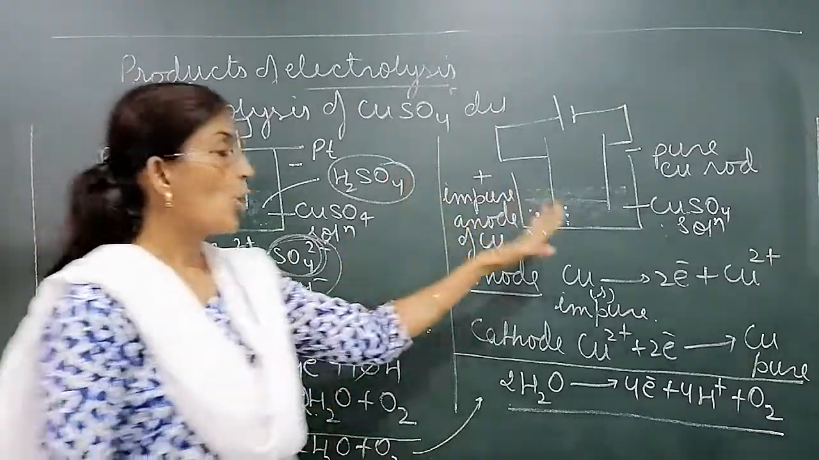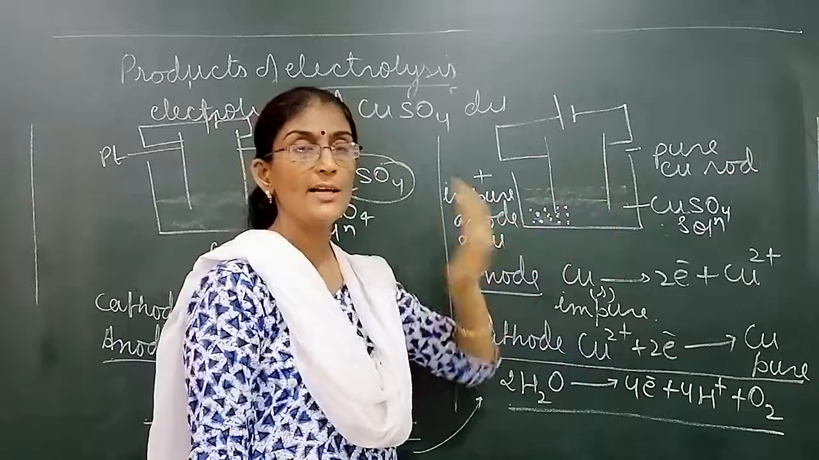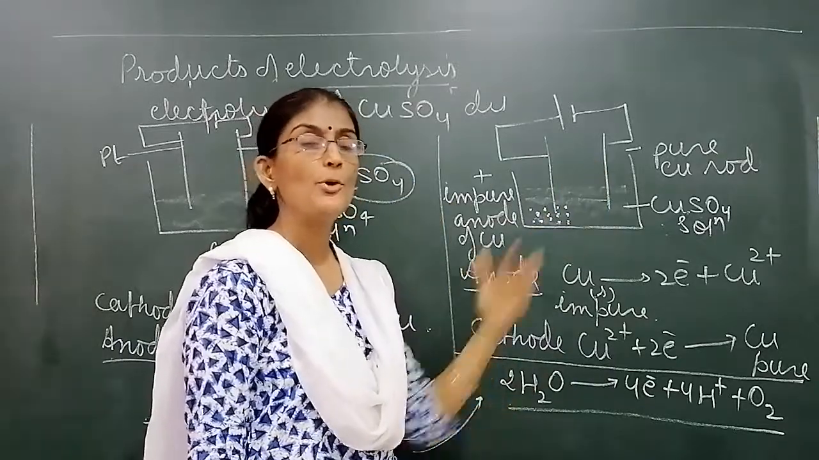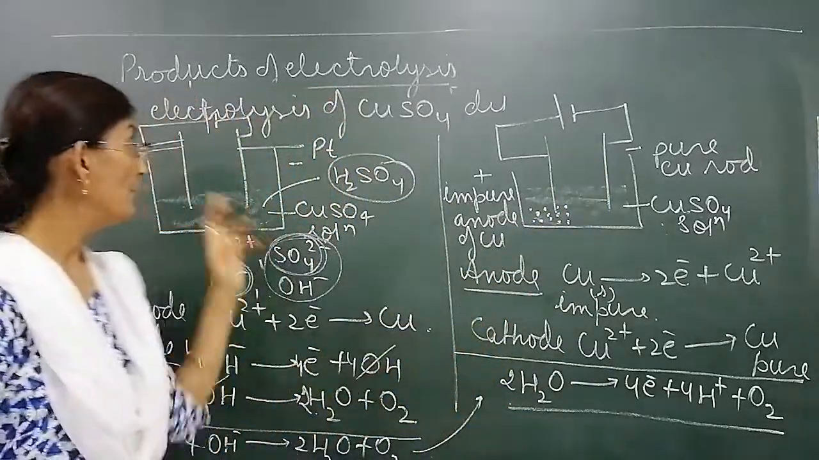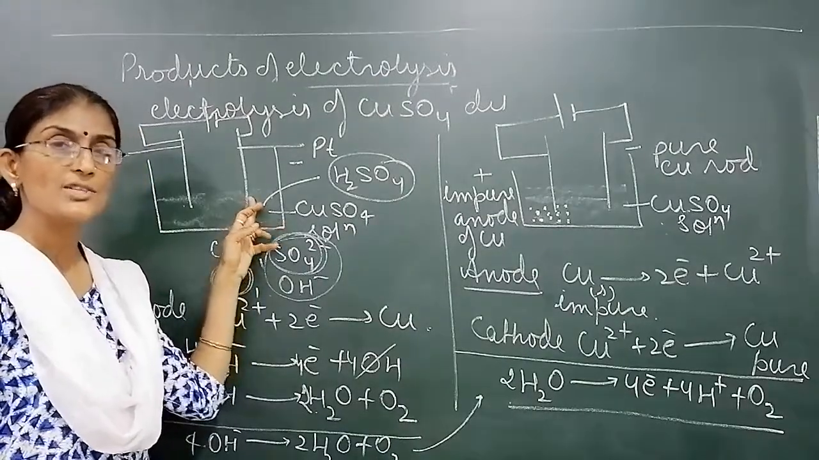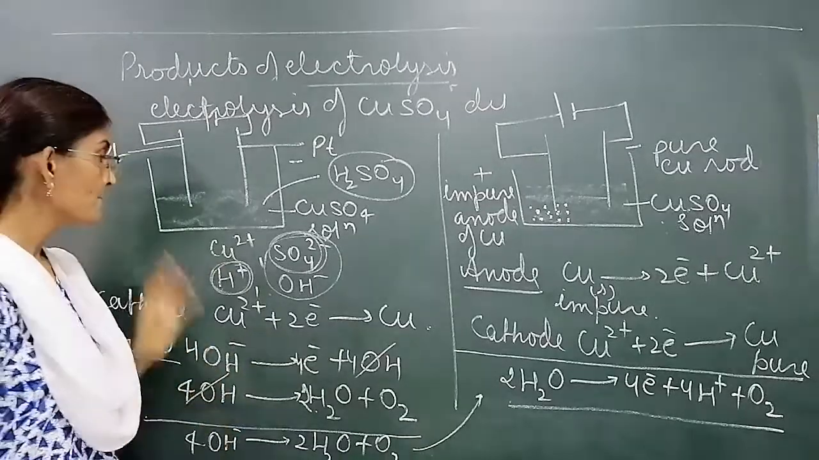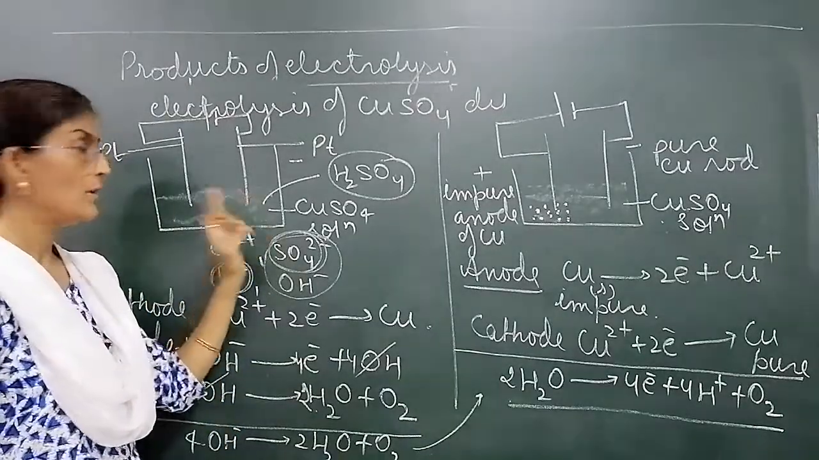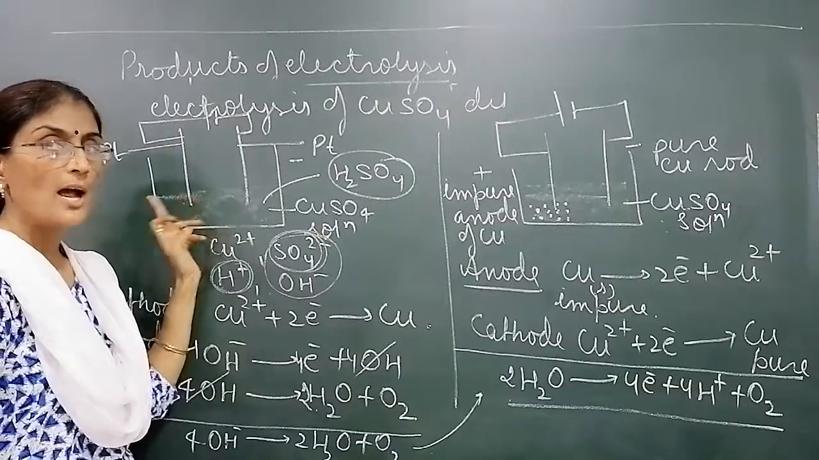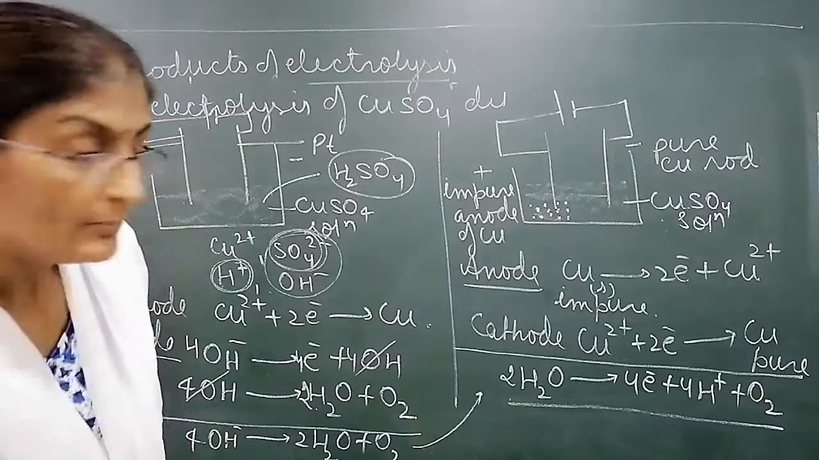If we take copper sulfate solution with copper electrode, then it is simply the electro-refining of copper. Copper will be obtained at the cathode. But if we take platinum electrodes, which are inert electrodes, platinum won't take part in the reaction. It just provides the surface for the reaction to take place. So in this case, we have copper at the cathode, oxygen gas at the anode, and sulfuric acid will be produced in the solution. Okay?